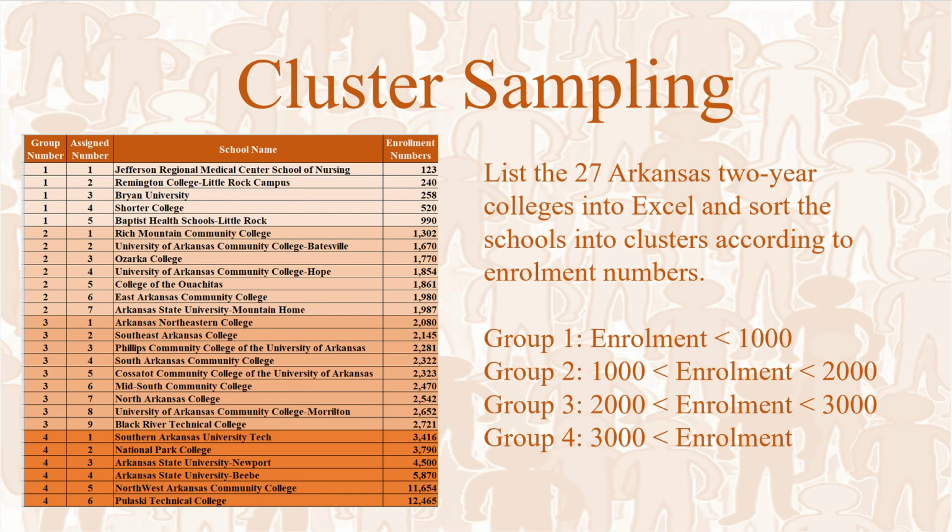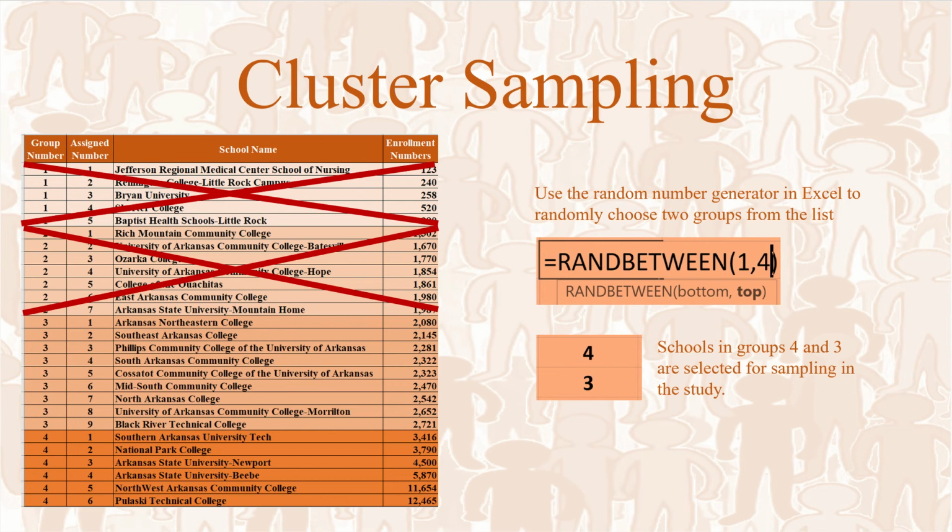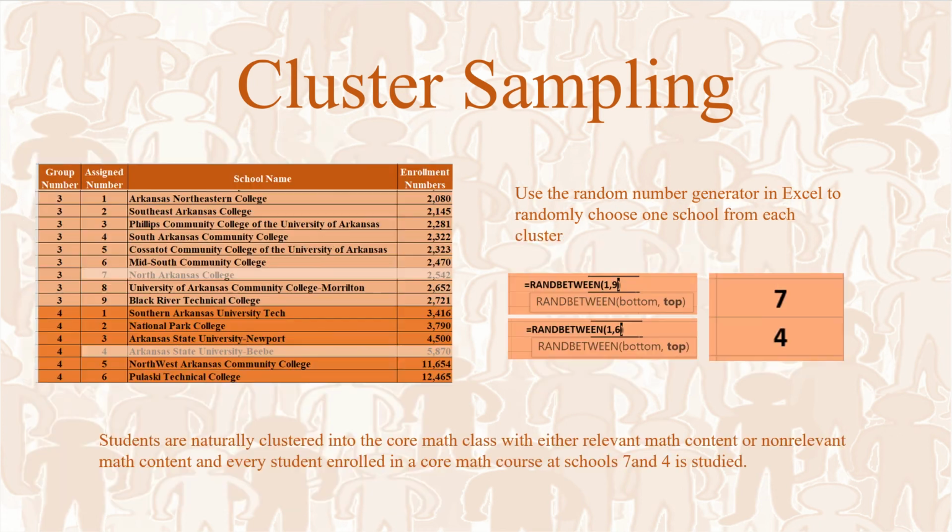In cluster sampling for this study, list the 27 Arkansas two-year colleges into Excel and group the schools into clusters according to enrollment numbers. Let Group 1 include schools with an enrollment of less than 1,000, Group 2 have enrollment numbers between 1 and 2,000, Group 3 have enrollment between 2 and 3,000, and Group 4 will have enrollment higher than 3,000. Using the random number generator in Excel, generate 2 random numbers between 1 and 4, and Excel chooses groups 3 and 4, eliminating groups 1 and 2 from the study.